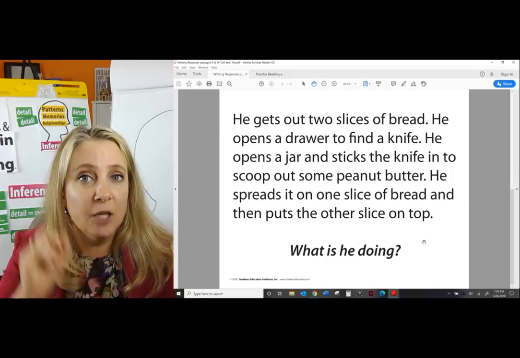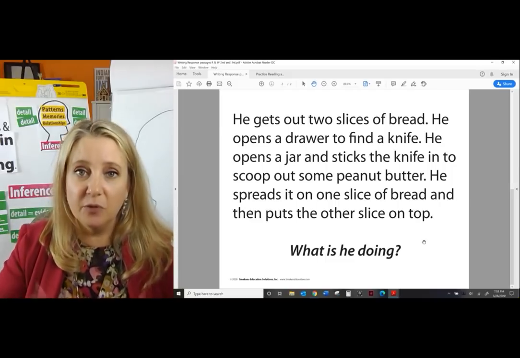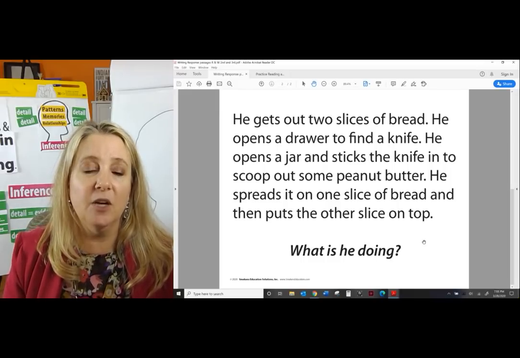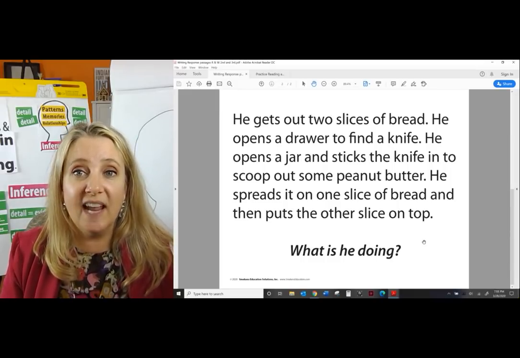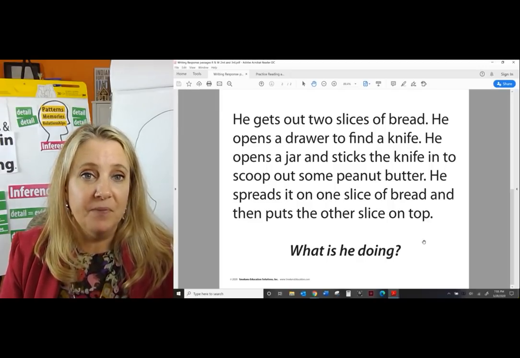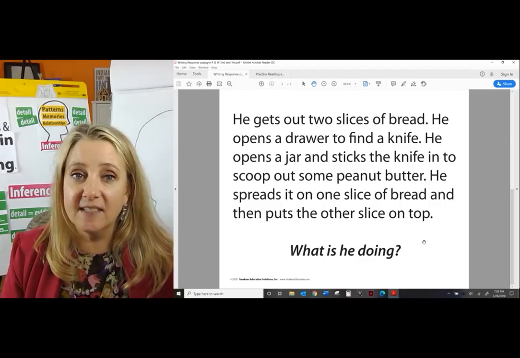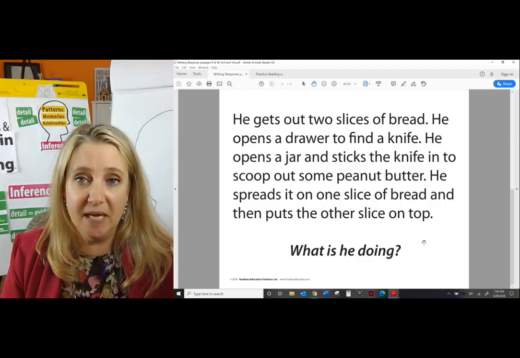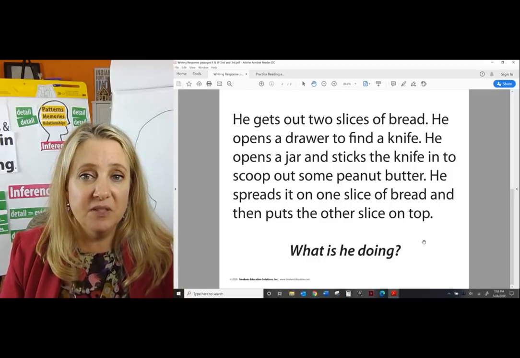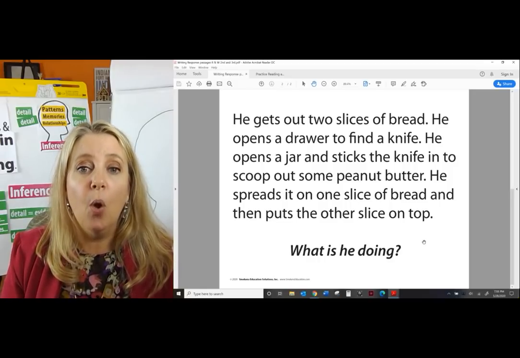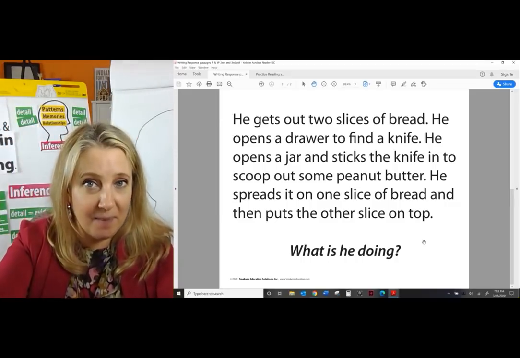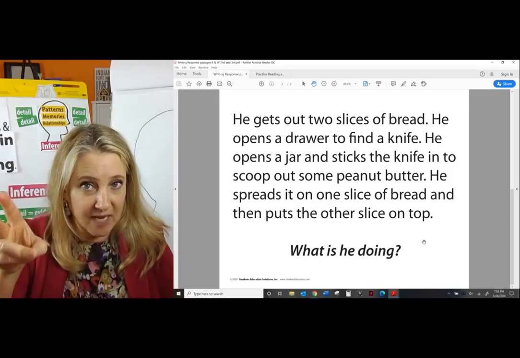Read the text, read the question. Okay, so just in case, let me read it. I'll be the reading voice. You guys follow along. He gets out 2 slices of bread. He opens a drawer to find a knife. He opens a jar and sticks the knife in to scoop out some peanut butter. He spreads it on 1 slice of bread and then puts the other slice on top. What is he doing? Okay, no. Don't shout it out at me. Okay, that's the first 2 steps.